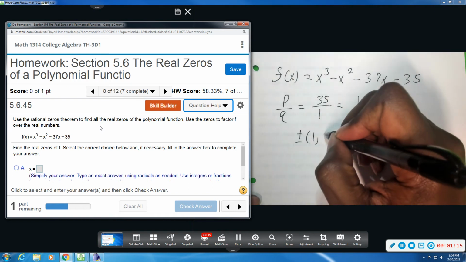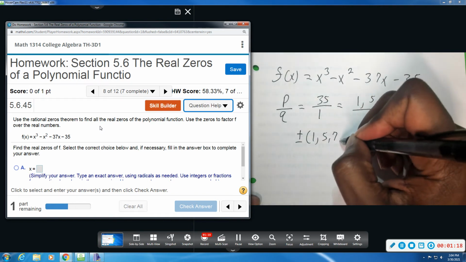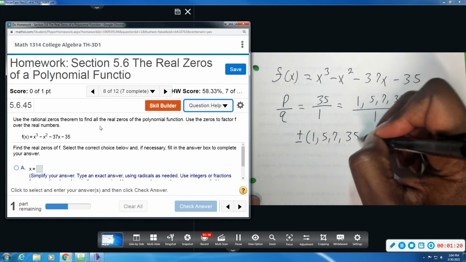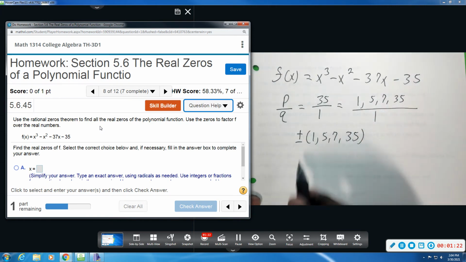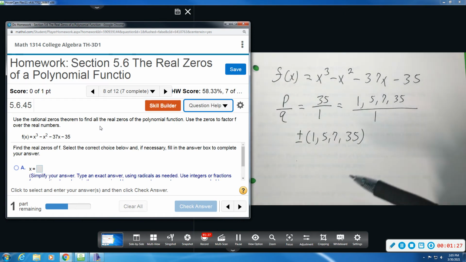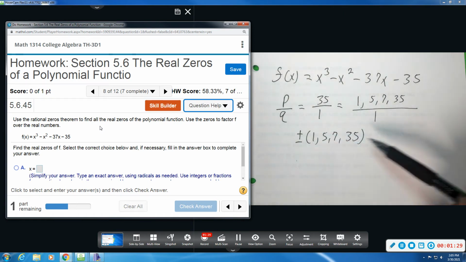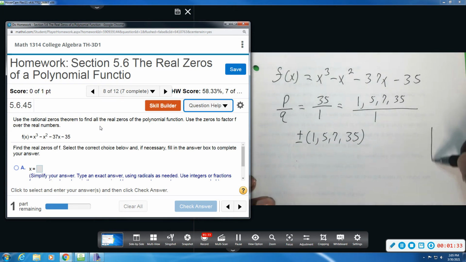1, 5, 7, 35, positive and negative of each of these numbers. Now, we want to actually find which one of these numbers are zeros. And what we're finding is, if we were to graph this, we're finding out which numbers indicate a place where this graph crosses the x-axis. That's what we're doing. Finding x-intercepts. The solutions, the zeros, that's what we're referring to.